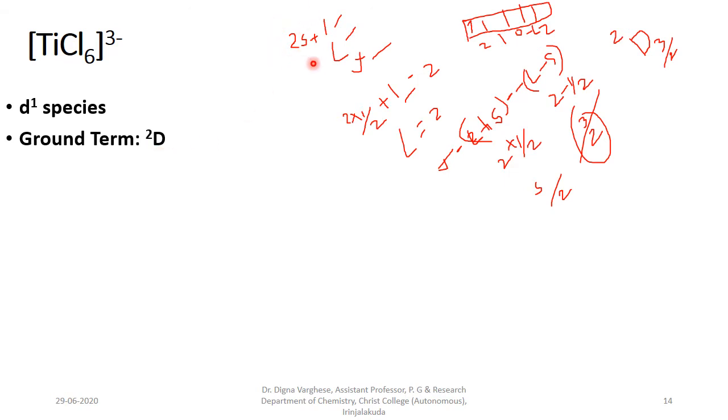That is, the ground term is calculated by 2S+1 L J. 2S+1 is the total spin multiplicity, L is the total orbital angular momentum, with value 0 for S, 1 for P, 2 for D, and 3 for F, and J is equal to L plus S to L minus S. 2S+1 value is 2 into half plus 1, equal to 2, and L is equal to 2. J is 2 plus 1/2, equal to 5/2, and 2 minus 1/2, equal to 3/2. So the term is 2D 3/2.